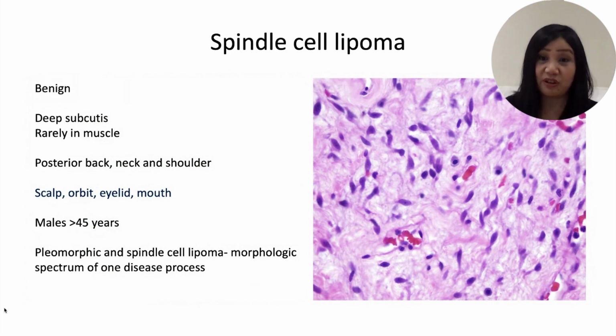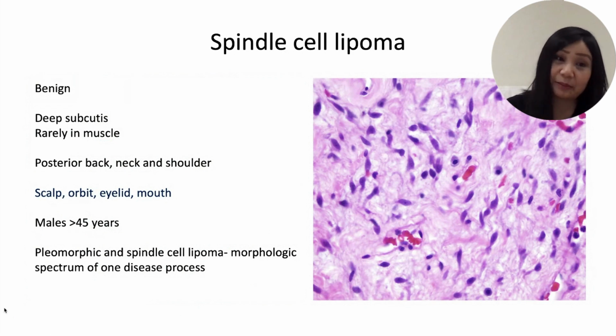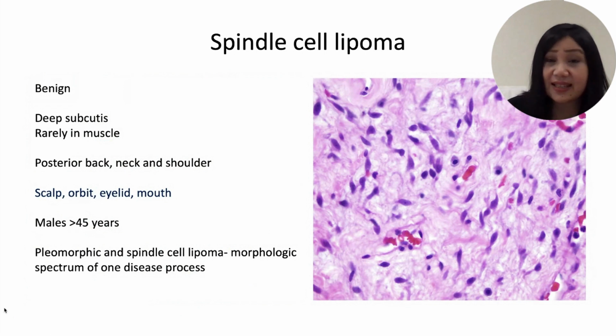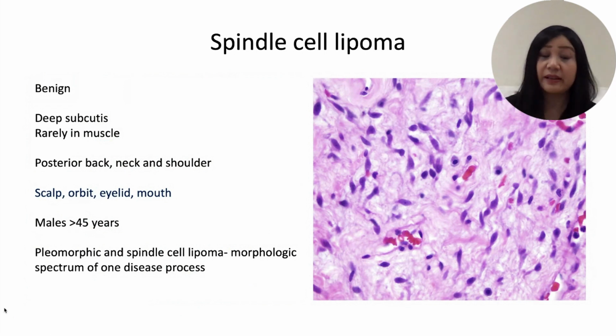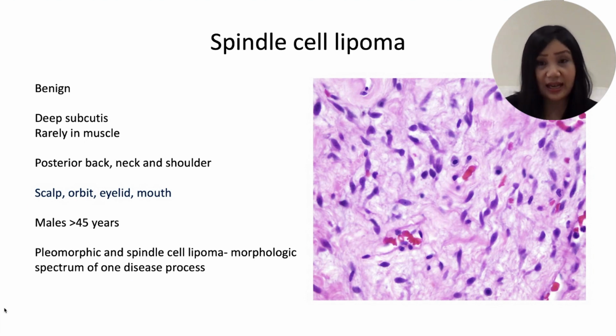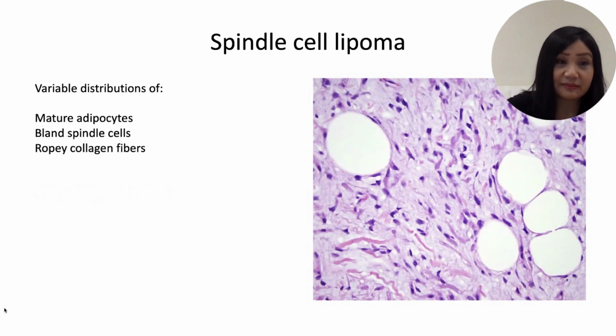So the shawl distribution of middle-aged to older men, so men who are age 45 or older. This can also occur at a variety of other sites, including the head and neck and the limbs. When it occurs at unusual sites, it can occur at deep sites, and it more frequently affects younger women. Pleomorphic and spindle cell lipoma constitute a morphologic spectrum of one disease process. So they're unified by similar genetic events.